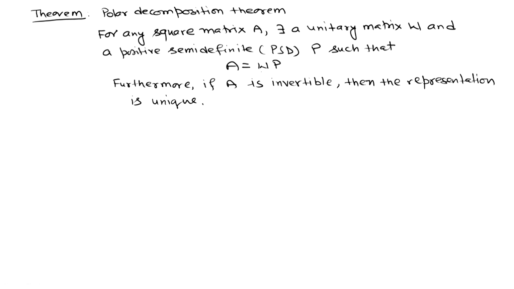This means you can write A in this unique way as the product of two matrices, one positive semi-definite and one unitary. So, let us see the proof of this.